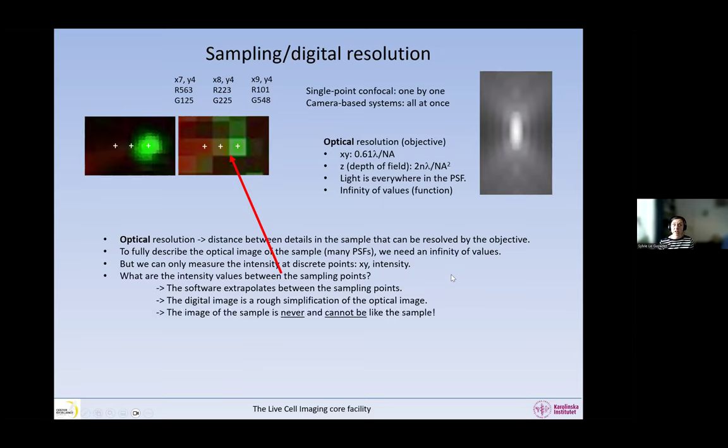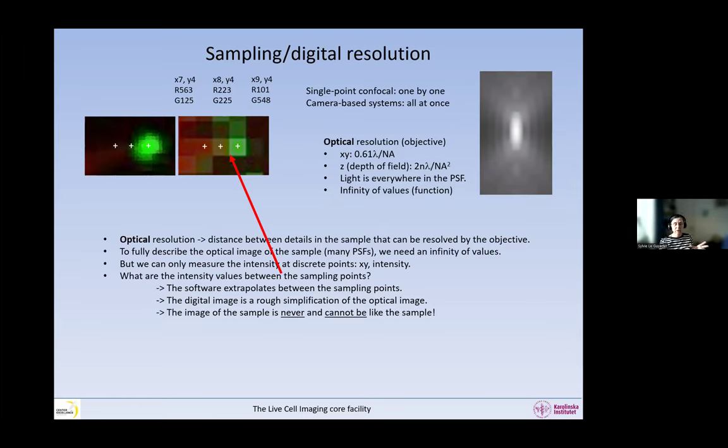So the image, as I said at the beginning, the image of a sample is never, never like the sample. And it cannot be like the sample because to start with, the optical image that we're getting is created by diffraction from the light that comes from our sample. So it's already very different, right? It's the rugby man, very different from our sample.